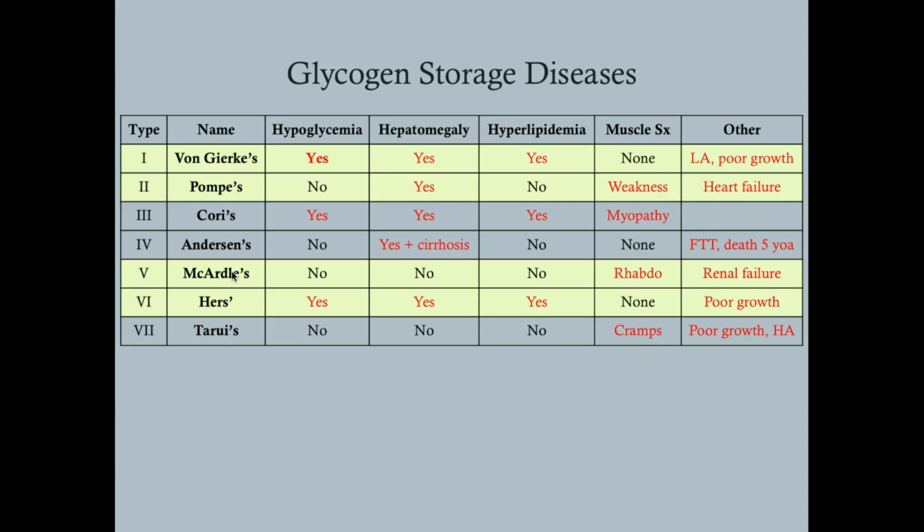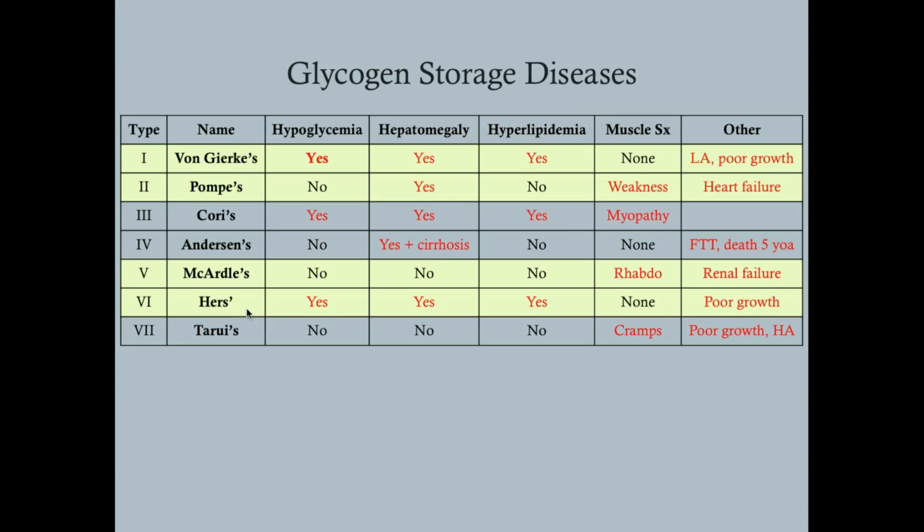McArdle's disease, skeletal muscle. This is muscle glycogen phosphorylase. They can't make ATP in their muscle as efficiently as they should. They'll have exercise intolerance. They'll also have rhabdomyolysis. Rhabdomyolysis causes myoglobin to get into the blood, and that myoglobin is then put into the kidneys where it is nephrotoxic, and that can cause renal failure.